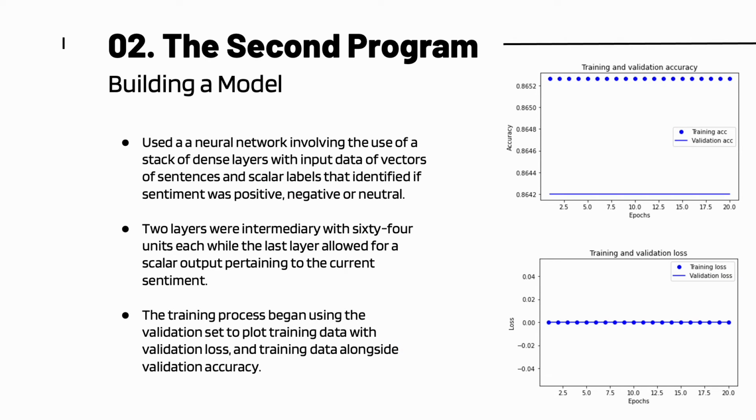The neural network is built with a stack of 3 dense layers. Each layer contains an activation function. The first 2 layers consist of rectified linear unit activation functions of 64 units each, followed by the softmax function of unit 1. The 3 layers will then output the sentiment.